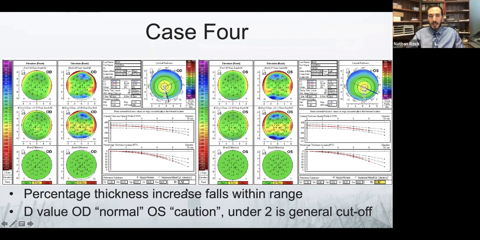It's represented in the bottom right corner by what's called the D value, and generally a D value under 2 is our general cutoff for considering surgery. In the right eye, it's actually showing white, which is normal. In the left eye, it's showing yellow, which is caution, but not red, which would be out of normal range.